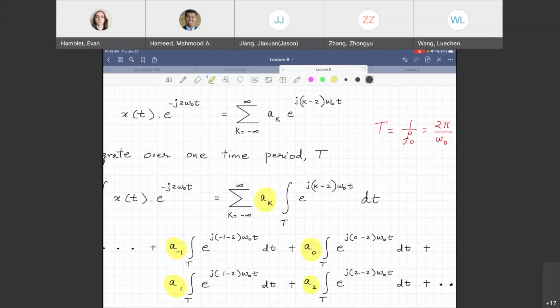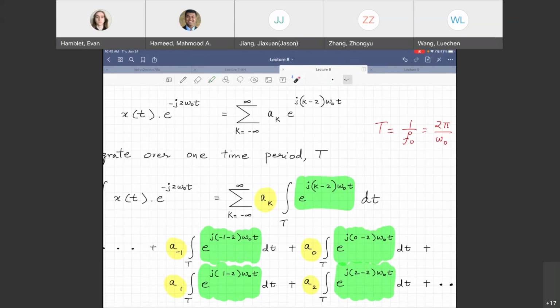Next, you have e to the integration over this, right? k minus 2. So when k is negative infinity to infinity, you are going to have that specific power of the exponential over here. When k is negative 1, you would get this. When k is negative 2, you get this. Not negative 2, 2. k is 1. k is 2, right? So k is going negative 1, 0, 1, 2, and so on.